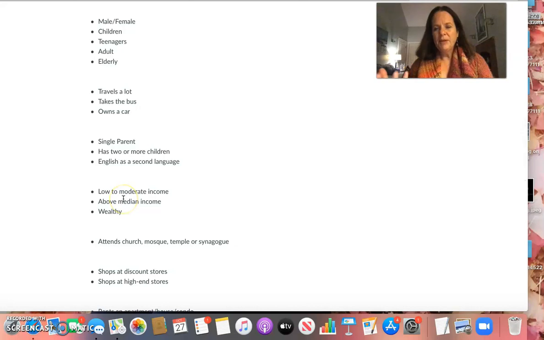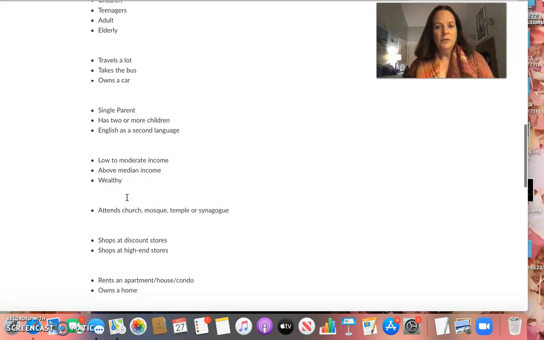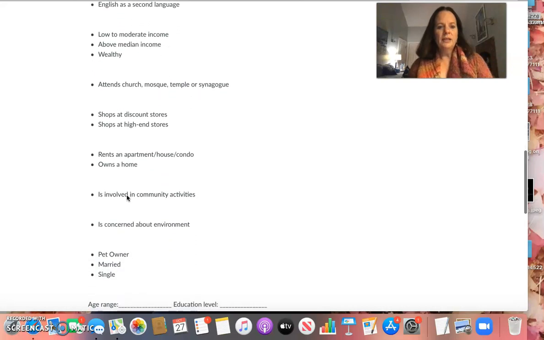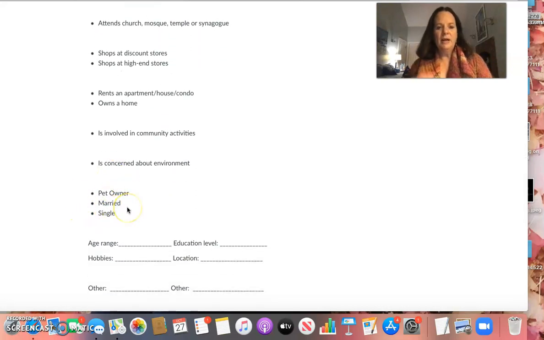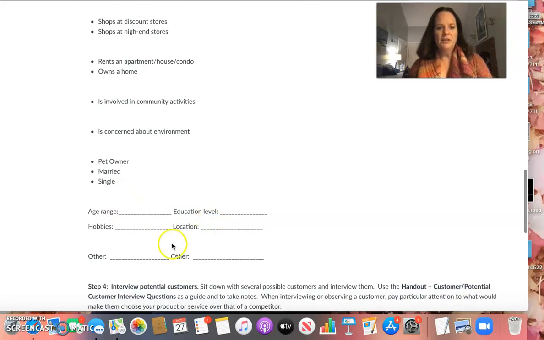Income level depends on what services you're offering. If you're offering a high-end daycare with three meals a day and very expensive activities, you might think that you are targeting the wealthy as your customers, or maybe you're just trying to help the person who has to work and doesn't have a lot of money but needs somewhere to place their kids during the day. That could be low to moderate income. So really think about who you are offering this service to. You can go through the list and just circle and think about your potential customer. What's their age range, education level, hobbies, location, and any other.